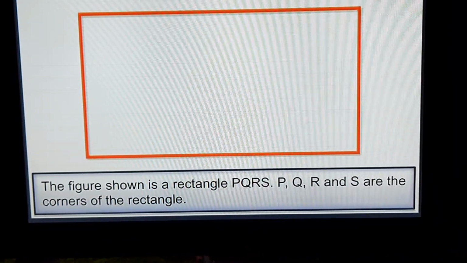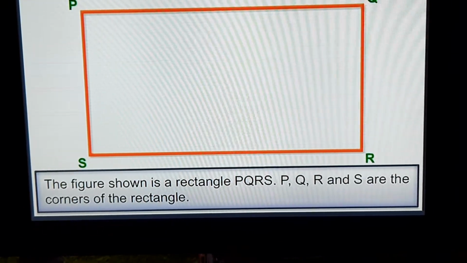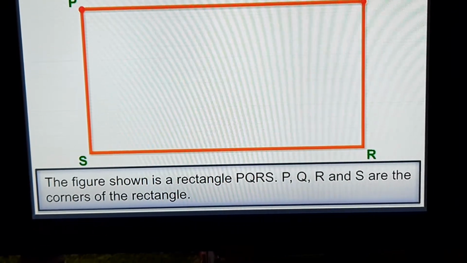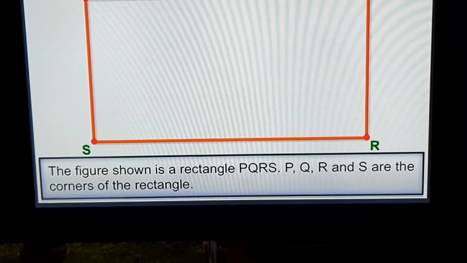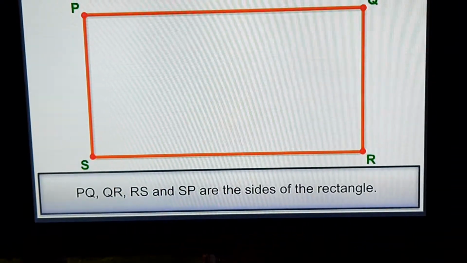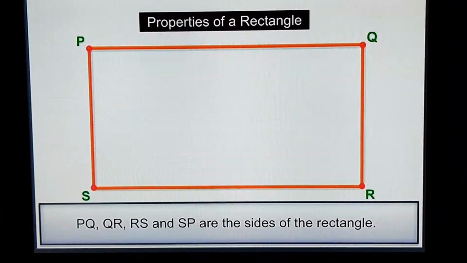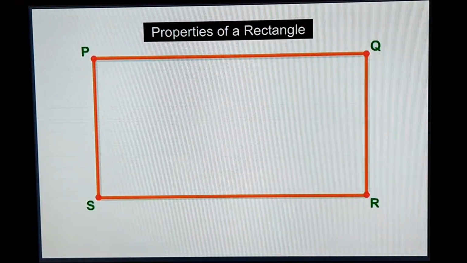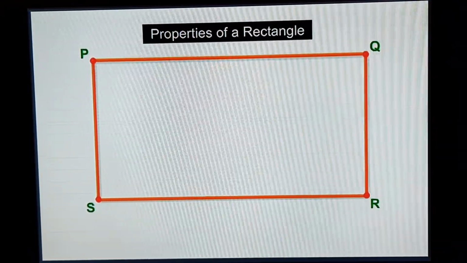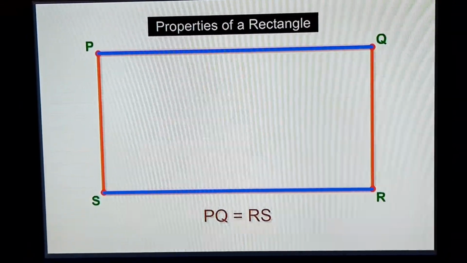The figure shown is a rectangle PQRS. P, Q, R and S are the corners of the rectangle. PQ, QR, RS and SP are the sides of the rectangle. We can observe that the opposite sides of a rectangle are equal. That is, PQ and RS are equal.